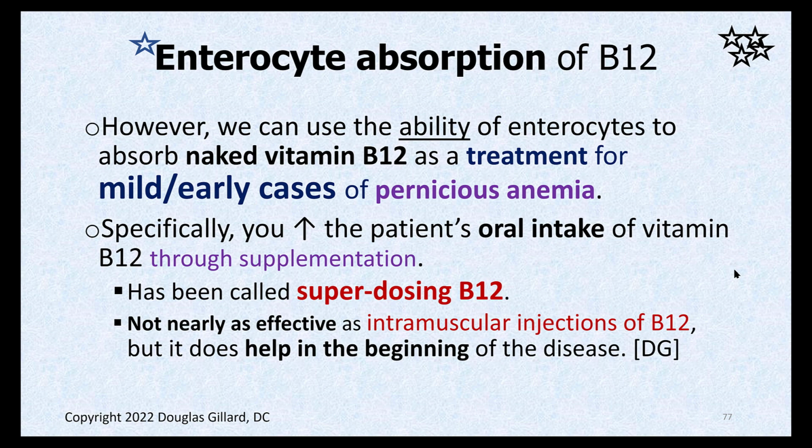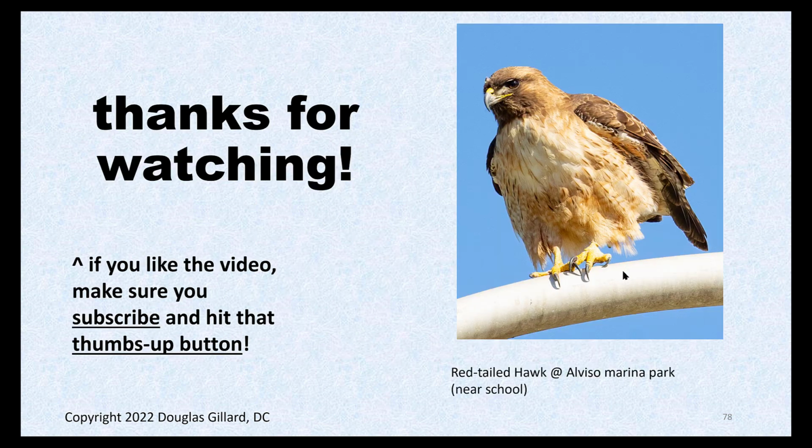All right, I think I said this already. So we can use this 1% absorption of vitamin B12 to kind of hold off cases of pernicious anemia, which we'll talk about next time. All right, that's called superdosing vitamin B12, by the way.